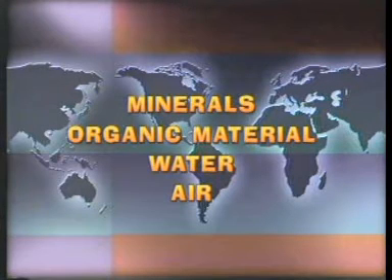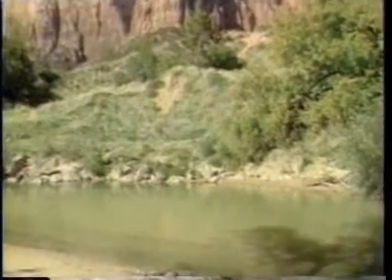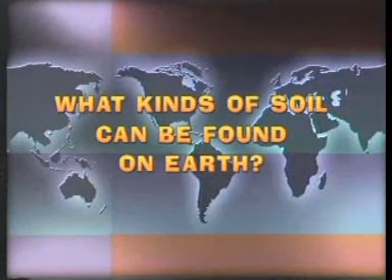All soils have four things in common: minerals, organic material, water, and air. The exact combination of these four materials helps to make one type of soil different from another. What kind of soils can be found on Earth?